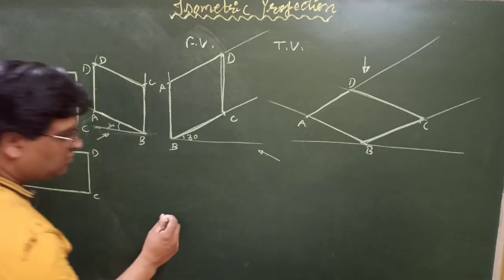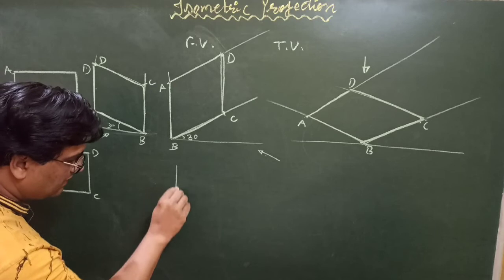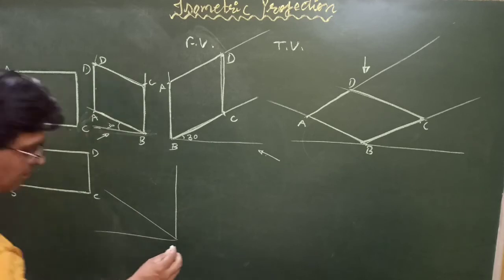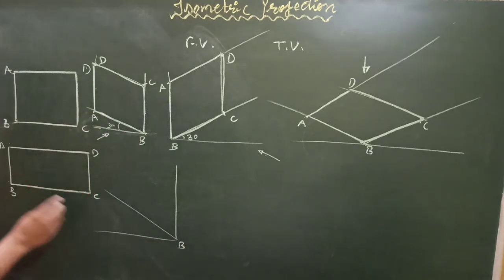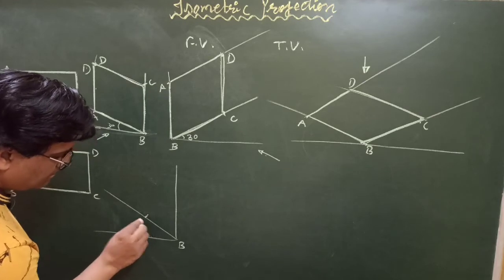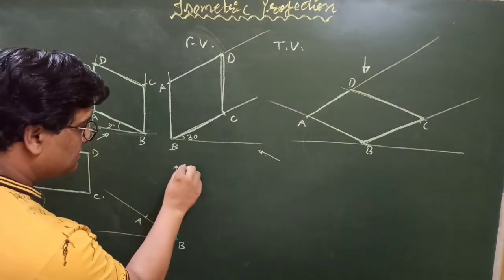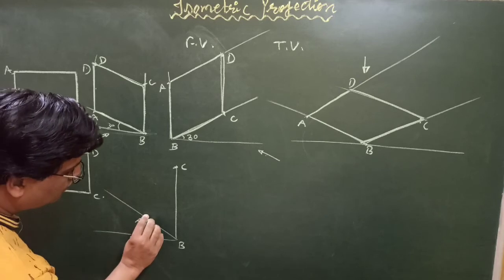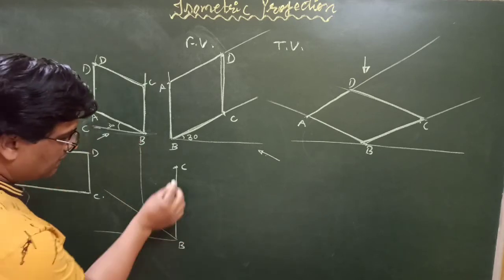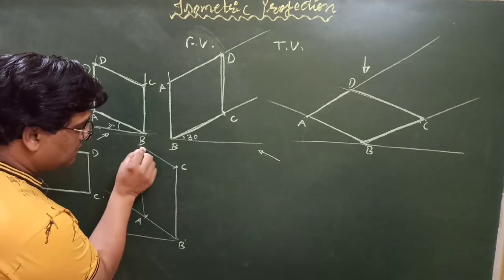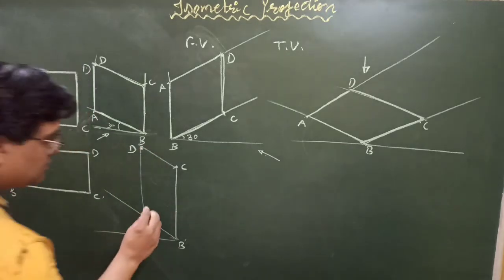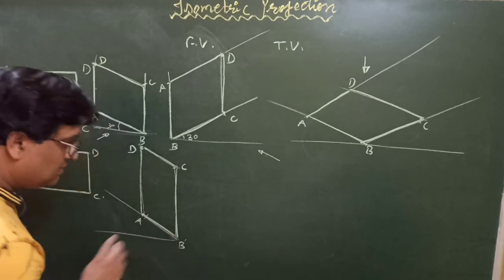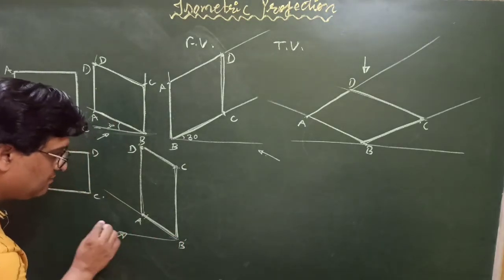For the rectangle also the same methodology applies. For left side view, take B here. Now B to A you can cut here, B to C say here, then draw parallel lines: from A a line parallel to this, and from C a line parallel to AB. So this will be D. So this is the isometric projection of the rectangle from the left side.